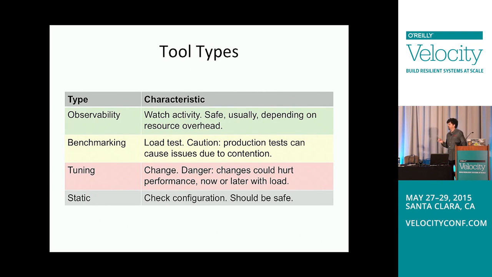I've categorized the performance tools into 4 types: observability, benchmarking, tuning, and static performance tuning. Observability tools are generally safe, so you can watch the activity. Benchmarking tools are useful so I can do experiments or load tests and see how the system responds. Tuning is where I'm changing things. And static performance tuning, I'll explain when we get to it.